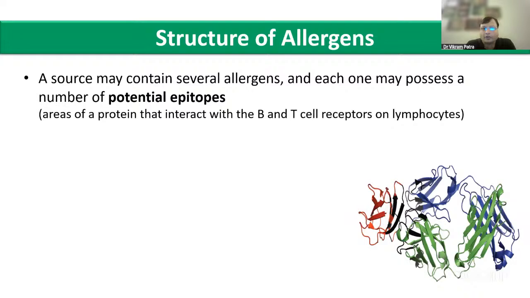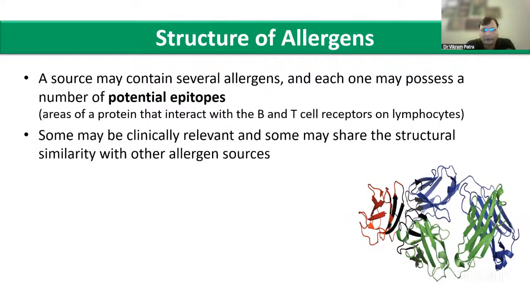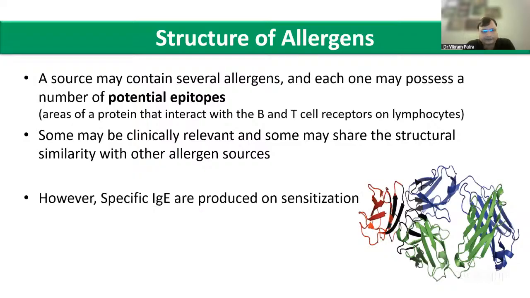When I talk about one allergen, it is a protein source which may contain several allergens, and each one may possess a number of potential epitopes. So what are these epitopes? Epitopes are the areas of a protein that interact with the B and T cell receptors on lymphocytes. Out of these epitopes, few will be clinically relevant, but many may just be there and share structural similarity with other allergen sources.